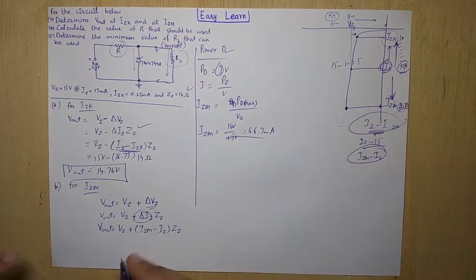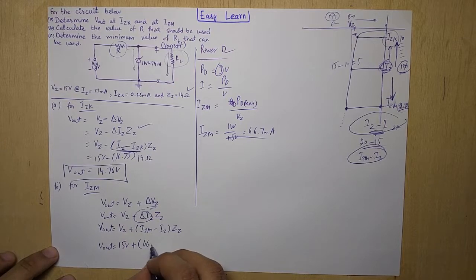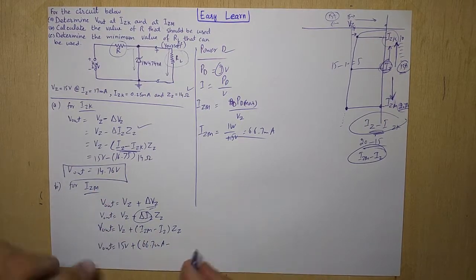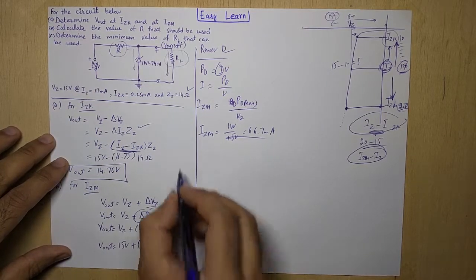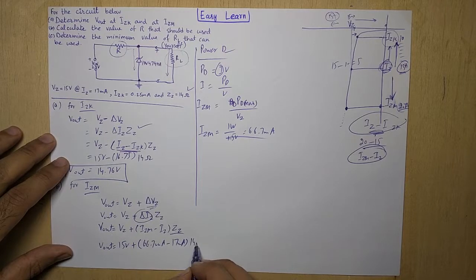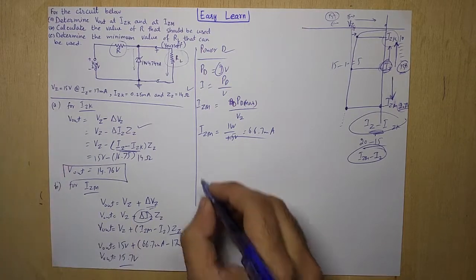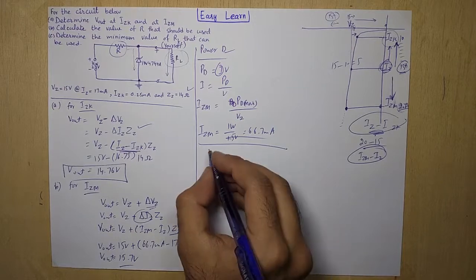So substituting this value here, V output is equal to VZ, that is 15 volt, plus IZ maximum 66.7 milliampere minus IZ, that is 17 milliampere, and Z is once again 14 ohm. So V output here is 15.7 volt, that is available in my notes. You can also calculate it by yourself. If there is any mistake, please point it out.